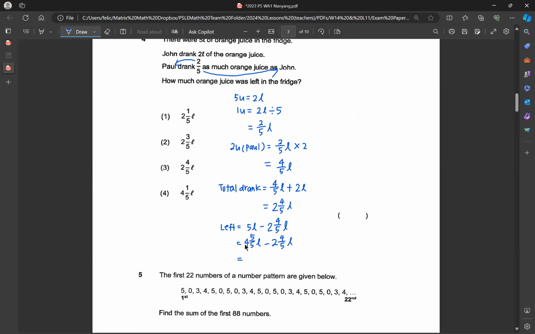Now we can safely subtract. So 4 minus 2 is 2. 5 minus 4 is 1 over 5 liters. So this is your answer, number 1.